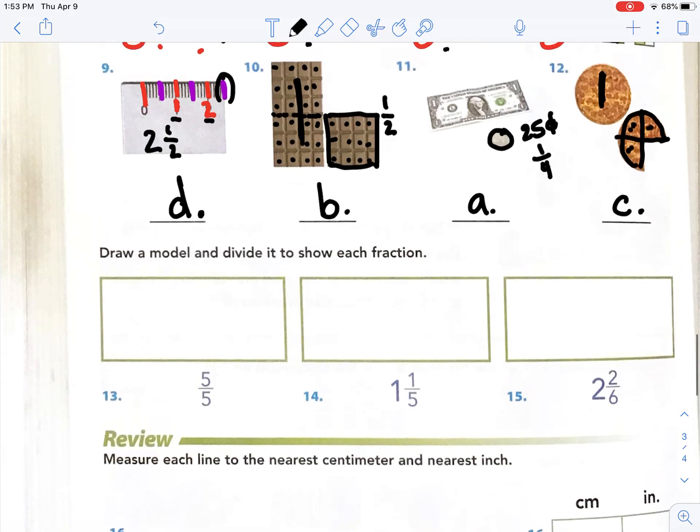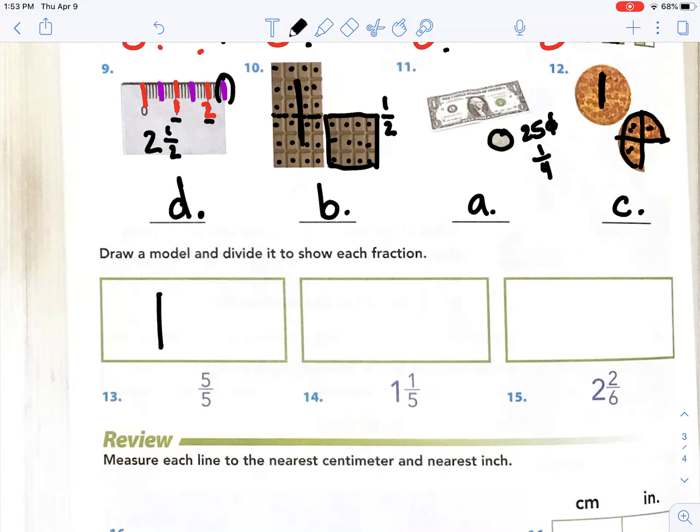Now draw a model to show the fraction. Boys and girls, this is fun because this is up to you. Could I draw a chocolate bar? Yes. Could I draw a pizza? Yes. Could I draw a sandwich? Yes. Could I draw, I don't know what else I could draw. Candies in a bag. Sure.